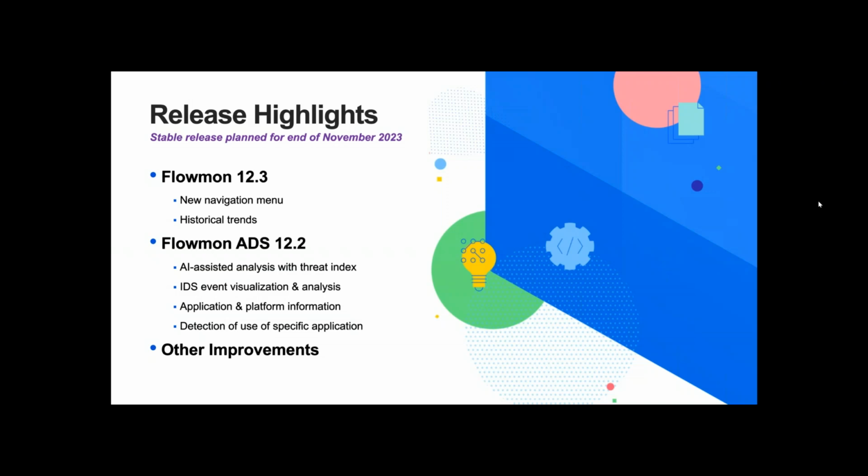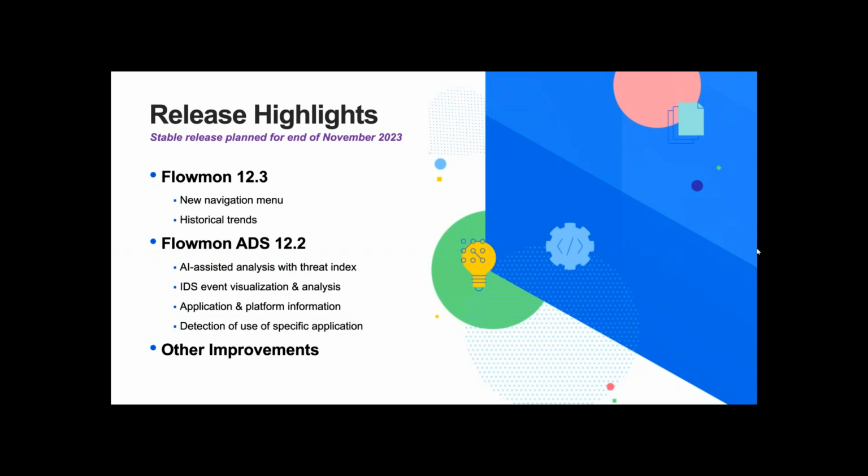Super. So we right now have a beta release of the Flowmon 12.3 release that is planned to turn into stable at the end of November. And we're going to start with the Flowmon new features that we presented, and then we are going to move on to the Flowmon ADS part. So Martin, the floor is yours.